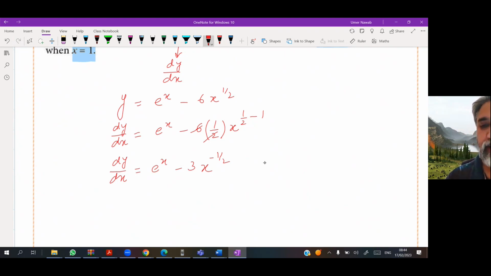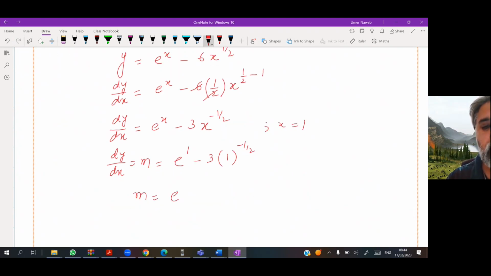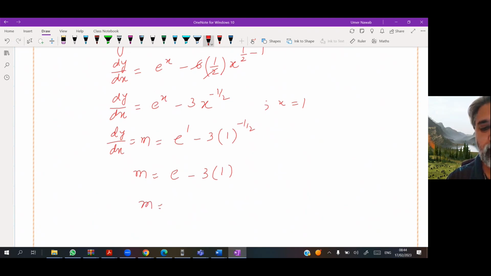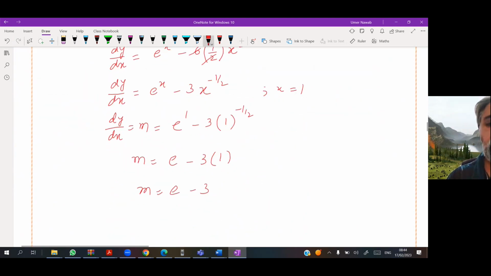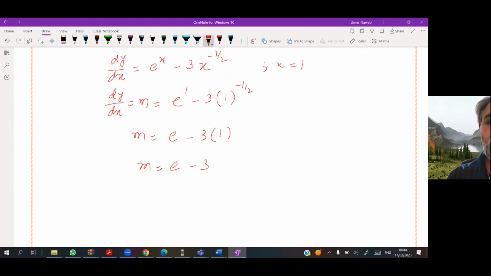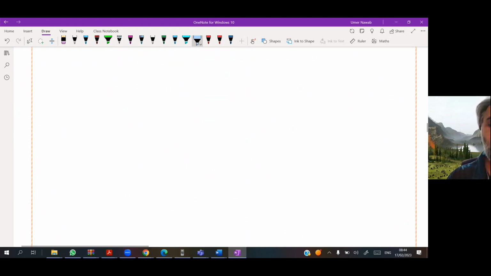Now, did he provide us the value of x? 1, substitute it. So dy by dx, it is also called gradient. So e raised to power 1 minus 3, 1 raised to power minus half. So my friends, I got e minus 3, power of 1, anything you can check on the calculator as well, it will be 1. And what is my final answer? e minus 3. Shall I calculate the decimal value? No. He mentions here, find the exact answer. So in the exact answer, you need to keep your e minus 3. This is my final answer.